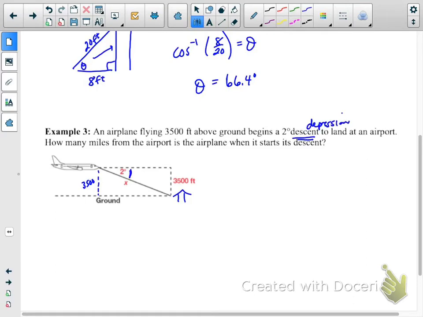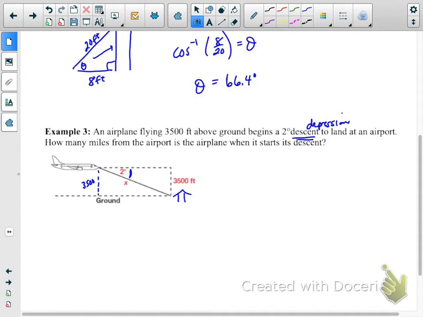So notice that 2 degrees is going straight across down. Now think about how small 2 degrees is. If you were descending 2 degrees and you put that angle over here, that airplane's going almost straight down, and that should make absolutely no sense. Okay. How many miles from the airport is the airplane when it starts its descent?